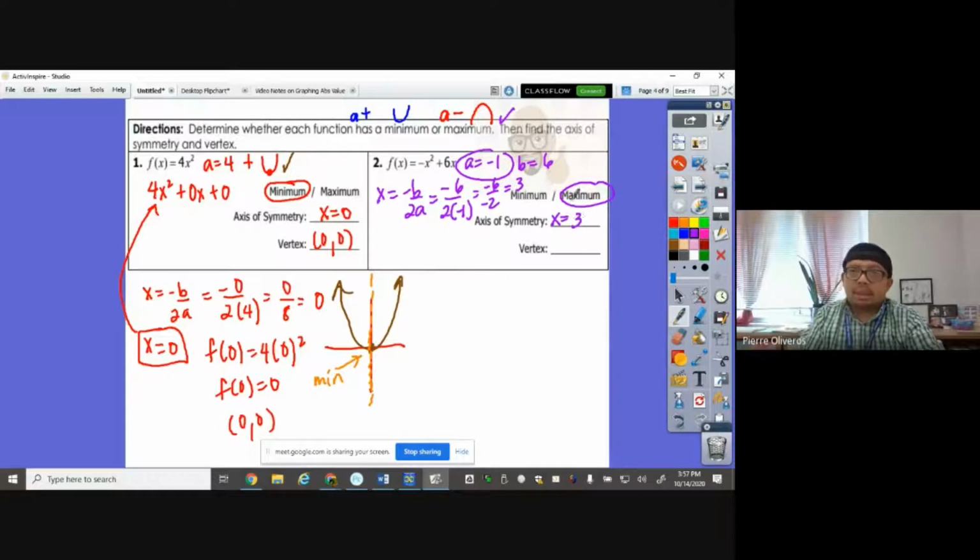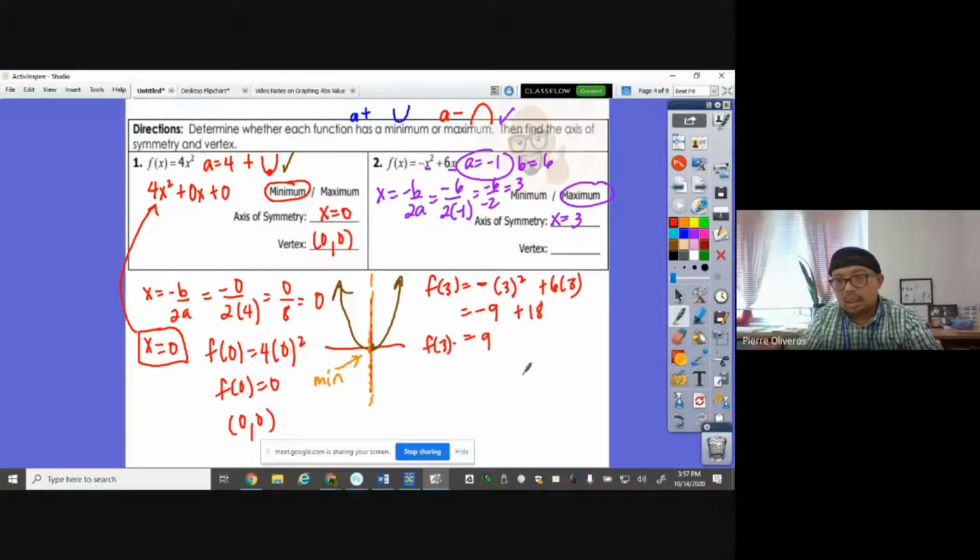You plug the 3 back into the x's here to identify the y-coordinate of your vertex. So f of 3 is equal to negative 3 squared plus 6 times 3. 3 squared is 9, but there's a negative here, so it's going to be negative 9 plus 18, since 6 times 3 is 18. Then that will be 9. So f of 3 is equal to 9. Therefore, the vertex here would be (3, 9).